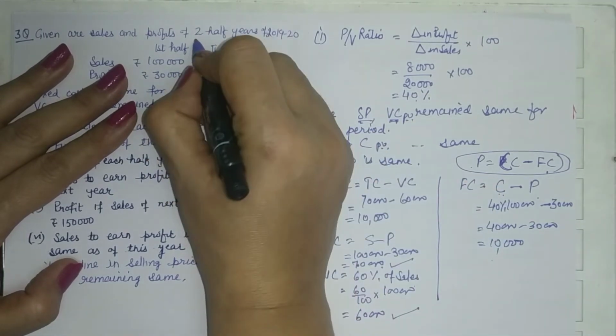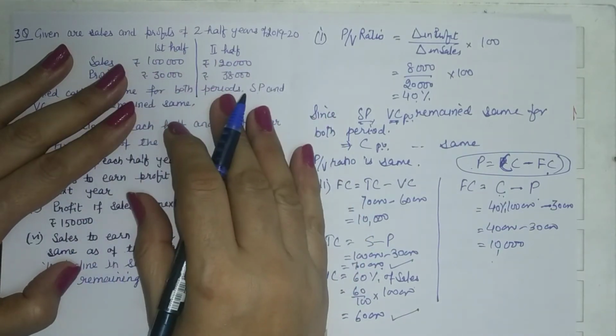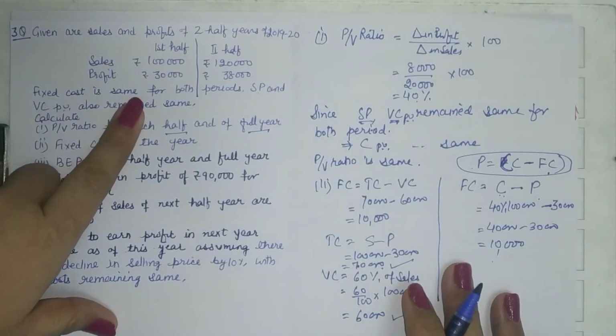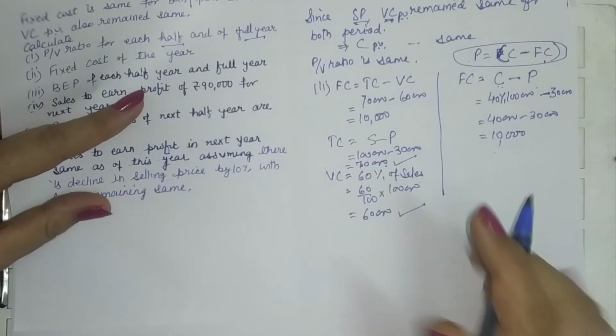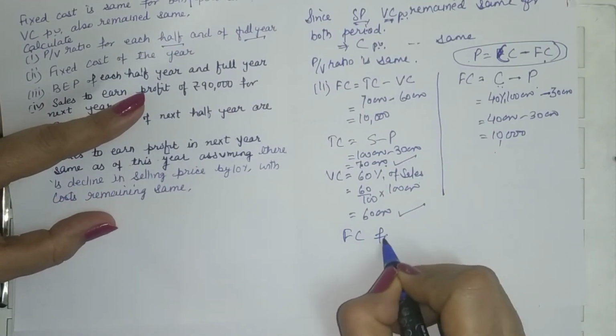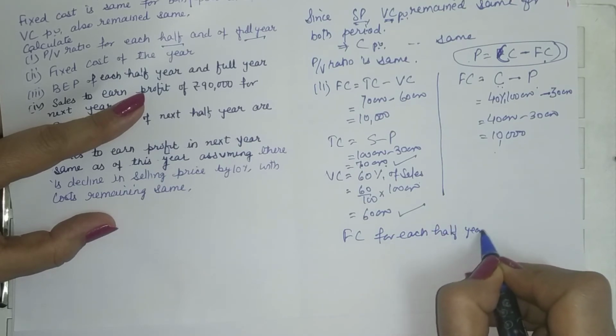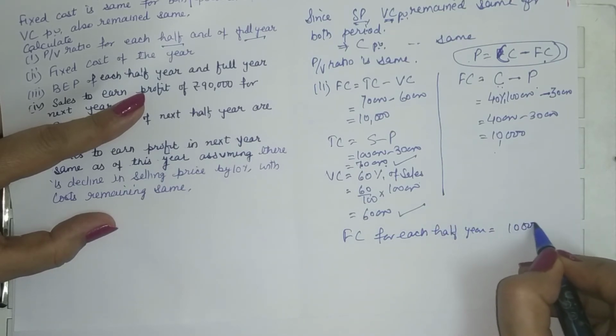Now this we have measured for first half. We don't need to calculate it for second half. Reason being, we are given fixed cost is same for both the periods. So what we can say is fixed cost for each half year is going to be 10,000.